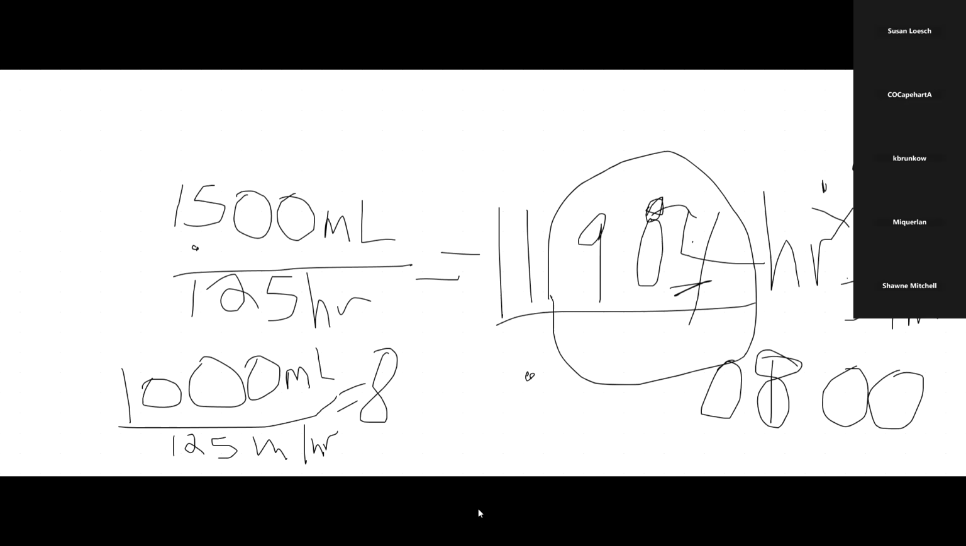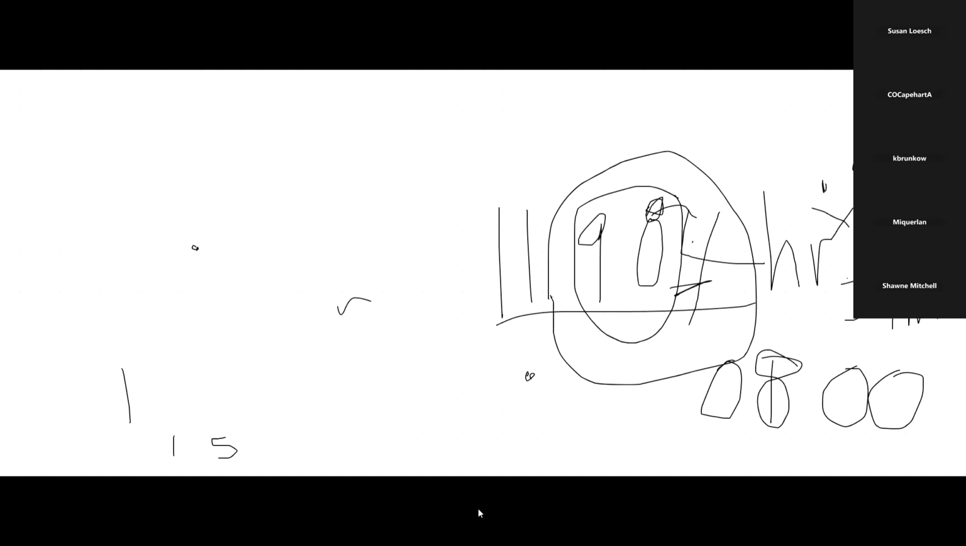All right, so let's see if you can get it now. There's nothing on the board, so I'm going to put it on the board. We're going to have 1,300 mLs. I want to know the stop time, and it's running at 150 mLs per hour. We started it at 0800. We'll just leave that time the same.